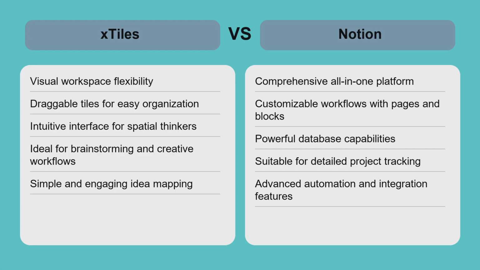xTiles and Notion serve different productivity needs through contrasting designs. xTiles shines when visual layout and quick rearrangement of ideas are priorities, making it ideal for brainstorming or creative workflows. Notion's strength is in managing detailed, interconnected data with customizable databases and templates suited for structured project management. While xTiles offers simplicity and visual clarity, it lacks Notion's depth in automation and relational data. Conversely, Notion's complexity can slow down users who prefer a more intuitive, less text-heavy interface.